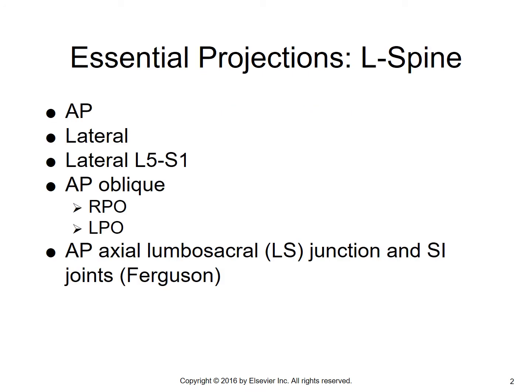In the lumbar spine, we've got our essential projections being the AP, the lateral, a lateral of L5-S1, which is generally called the spot, AP obliques, RPO and LPO, and the AP axial lumbosacral junction and SI joints, which is called the Ferguson Method.